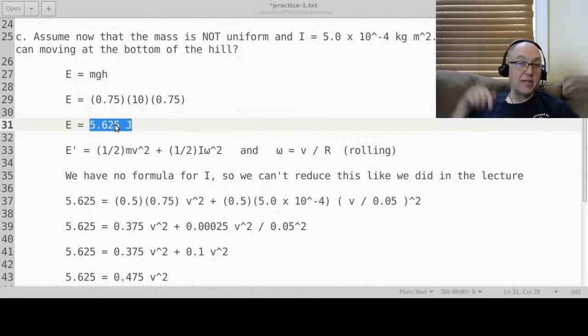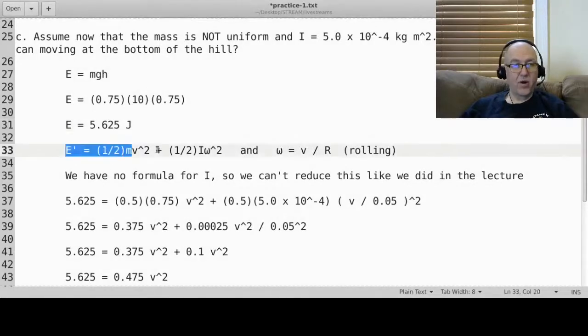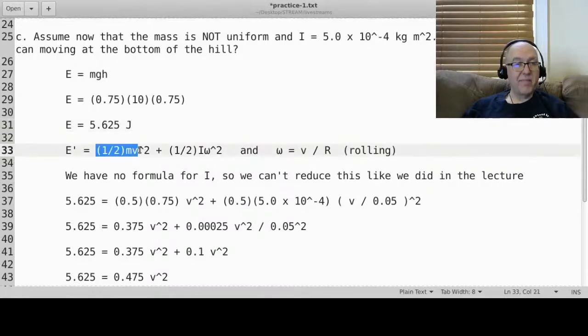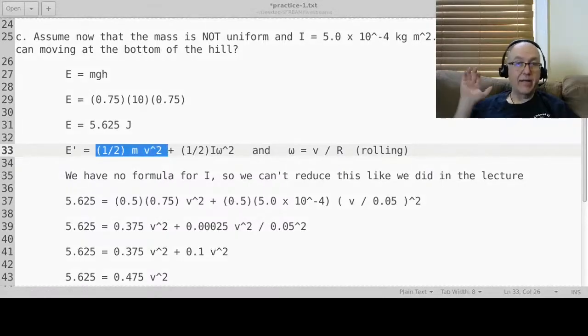So there's the energy. Now, when it gets to the bottom of the hill, the energy is all kinetic. So there's the formula there, and there are two pieces. Why? Because now this is an extended object. As an extended object, it has a center of mass, and the center of mass has a kinetic energy associated with it. That's exactly the same as the kinetic energy that we looked at earlier, before we did rotational motion.